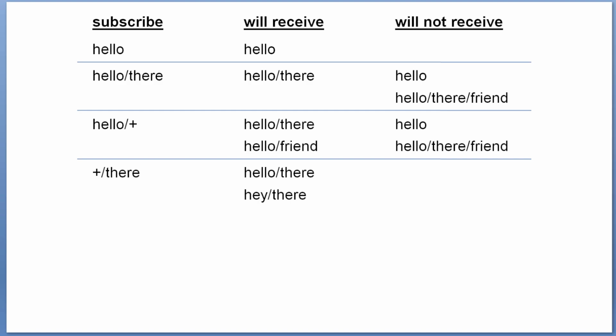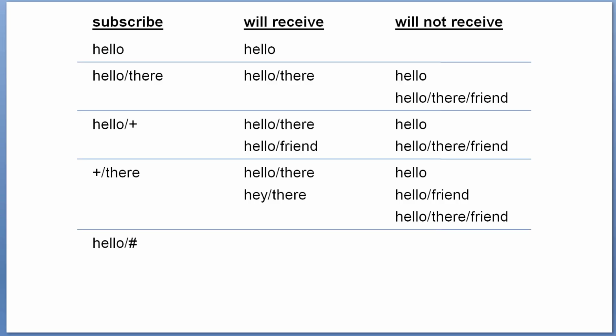You can also receive hey there, but you're not going to receive hello, hello friend, or hello there friend. It's got to be two elements where the second word is there. The other wildcard is the hashtag. This has to go at the end.